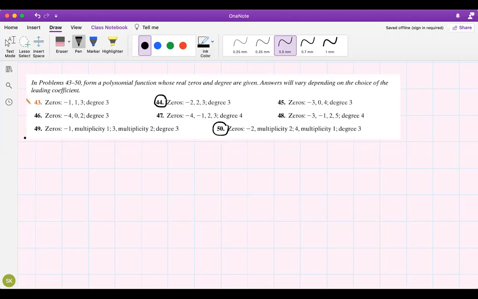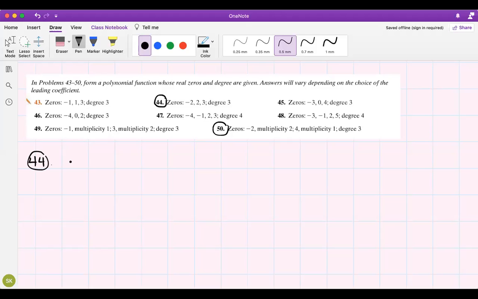So here's some problems from your book. It says in these problems, form a polynomial function whose real zeros and degree are given. Answers will vary depending on the choice of the leading coefficient. So I'm going to do problems 44 and 50.